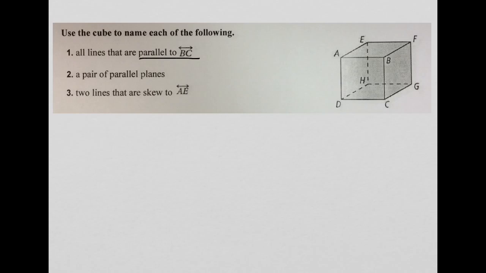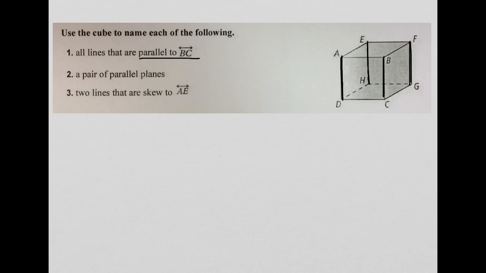So here's line BC. And remember, parallel lines are going to be coplanar, and they're not going to ever intersect BC. So some parallel lines in this diagram would be FG over here, EH, and AD.